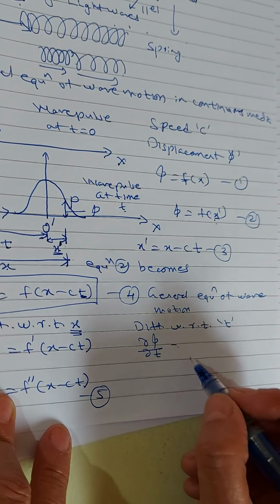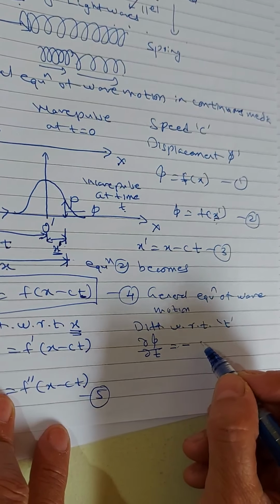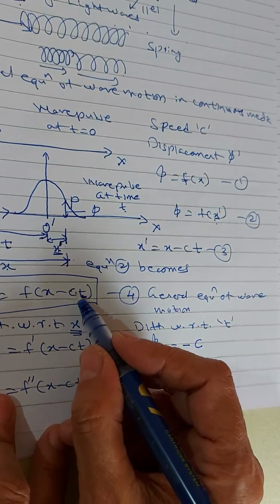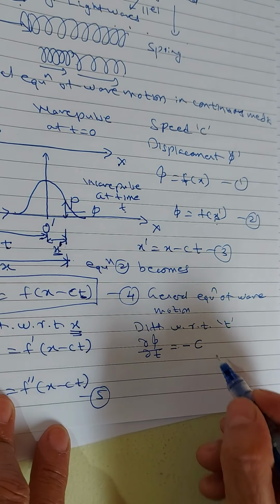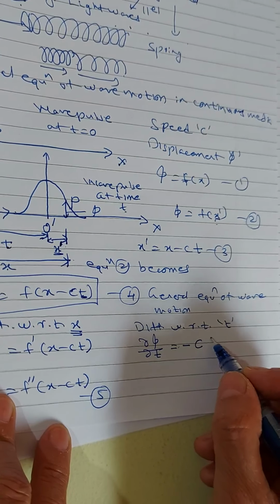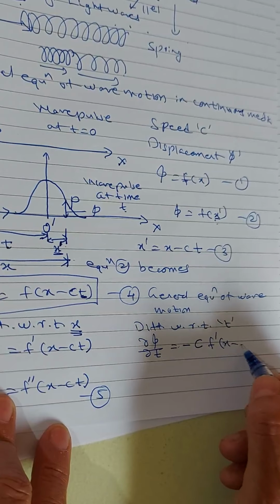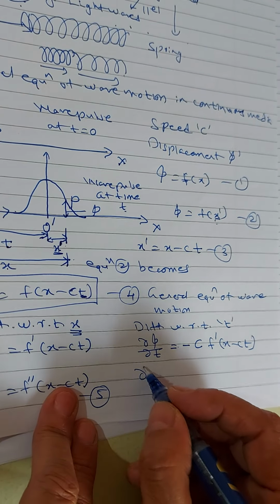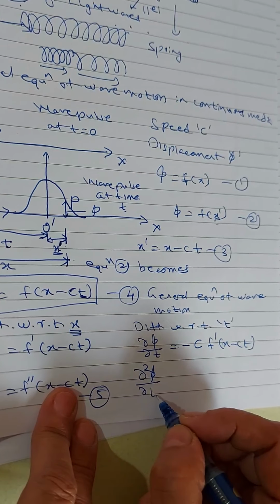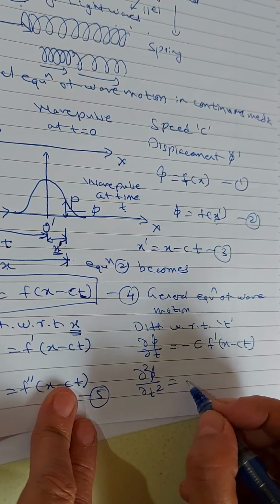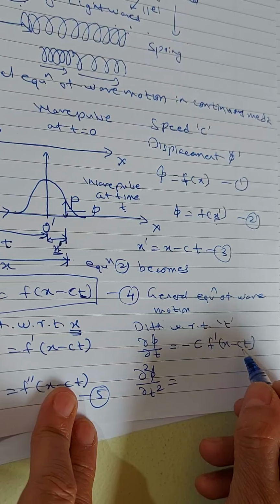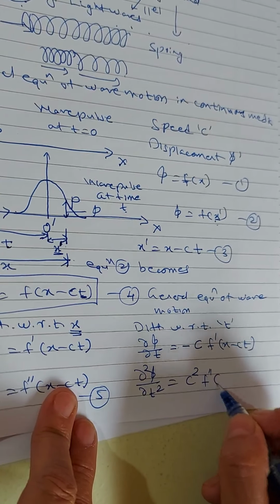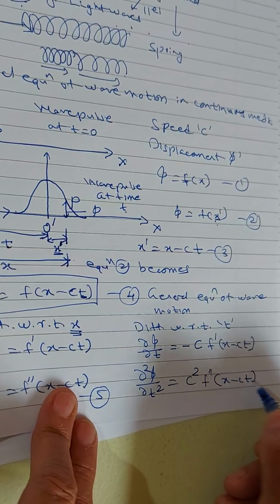Here I have t, so this is equal to minus c, because c is the speed, into f dash of x minus ct. Differentiate again. What will I get? Dabba square phi by dabba t square is equal to, taking one more c, minus c into minus c, which is c square f double dash of x minus ct.